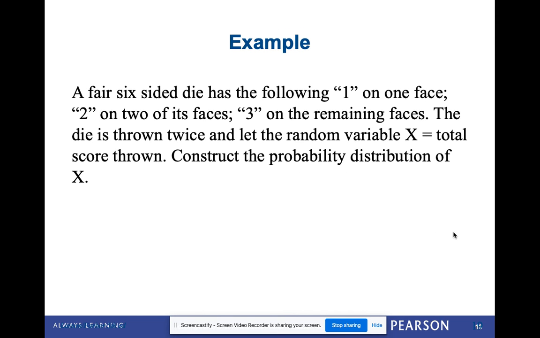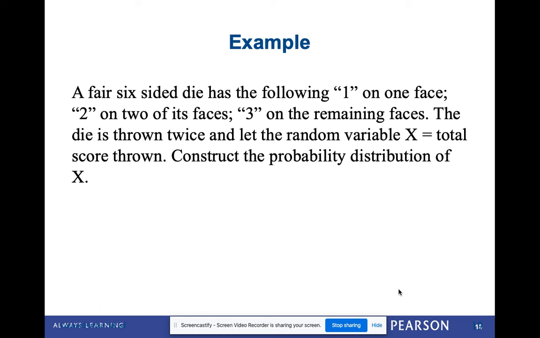Next one. This one you gotta listen carefully. A fair six-sided die has the following: a number 1 on one of the faces, a number 2 on two of its faces, and then 3 on the remaining faces. The die is thrown twice, and let the random variable x be the total score thrown. So construct the probability distribution of x. Okay, let's discuss this further.